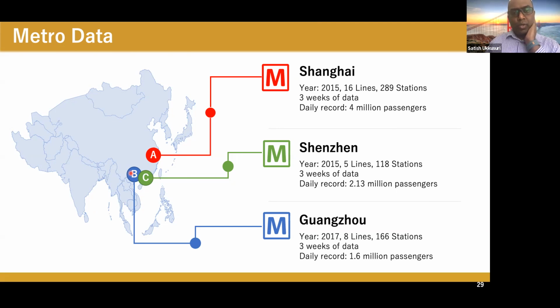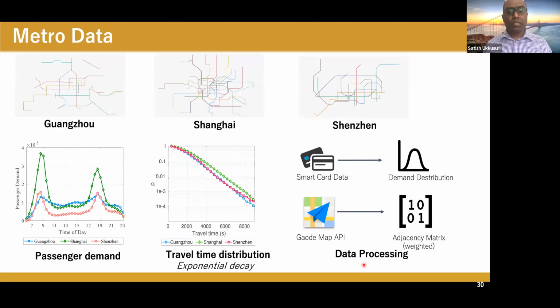So I want to motivate this using data from three megacities. Shanghai Metro card data, about 4 million records from about 289 stations. Shenzhen Metro, about 2 million plus people, and Guangzhou, 1.6. So we have access to all of this data, thereby creating the social contact networks for these various locations.